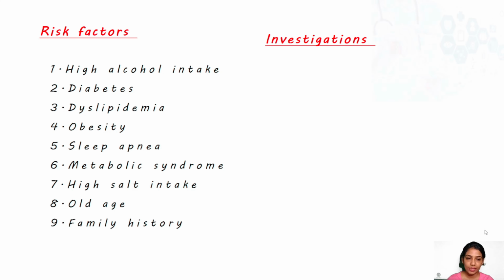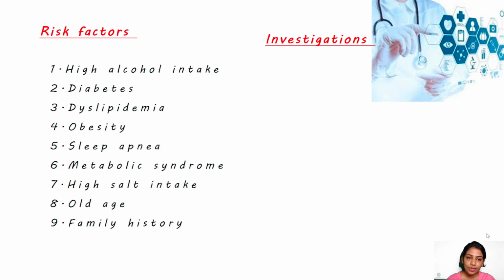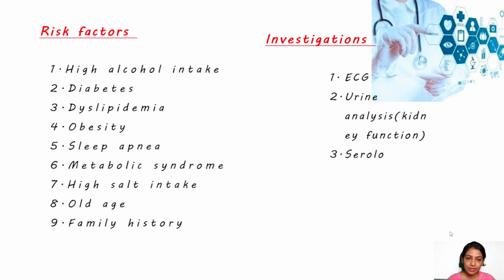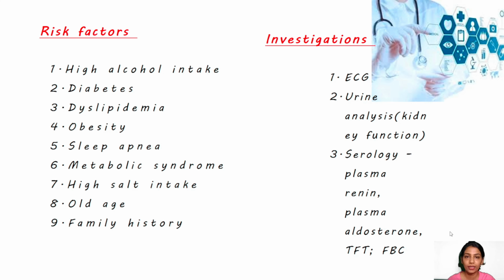Now coming to the investigation. One common test is ECG, which helps assess how hypertension may be affecting the heart. Urine analysis is done to check the kidney function. Doctors also do serology tests such as measuring plasma renin and plasma aldosterone, which help identify hormonal causes of hypertension. Tests like TFT or thyroid function test and FBC or full blood count are also useful to rule out the secondary cause and assess the overall health.